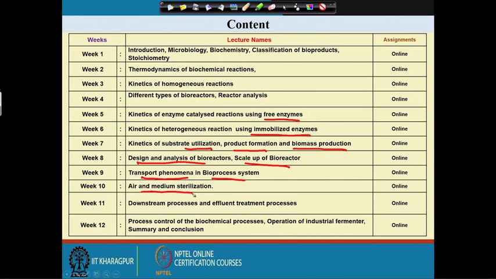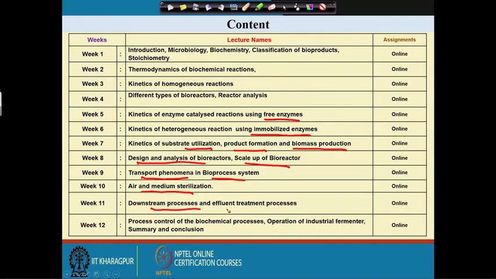The heat and medium sterilization, this I told you, in the biochemical system, one important thing is that we want to grow our desired organism. To grow the desired organism, we know our environment comprises different other organisms. So if we don't maintain sterility, then we cannot allow our organism to grow in that particular reactor. So sterility is a very important factor as the biochemical processes are concerned. This I shall discuss in detail.